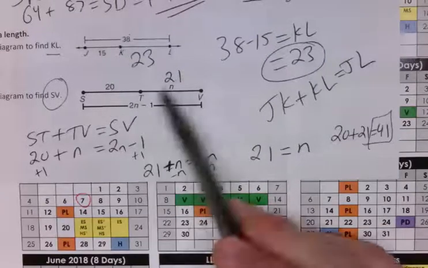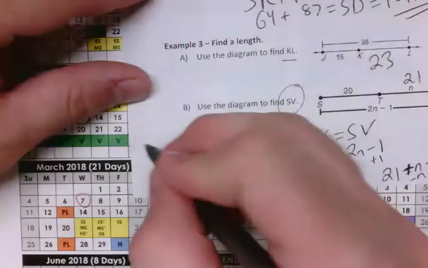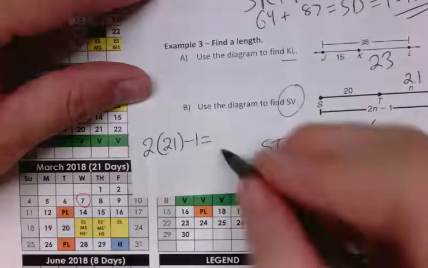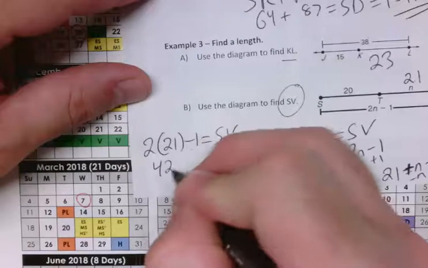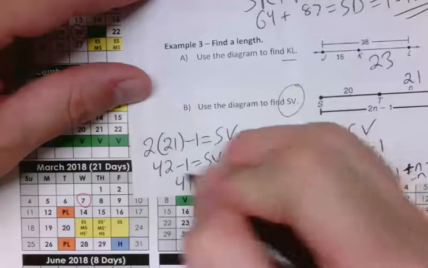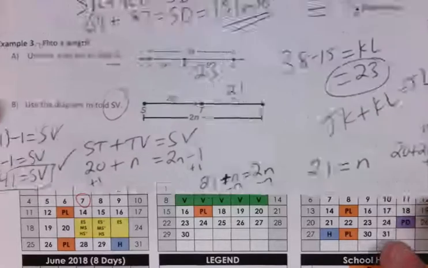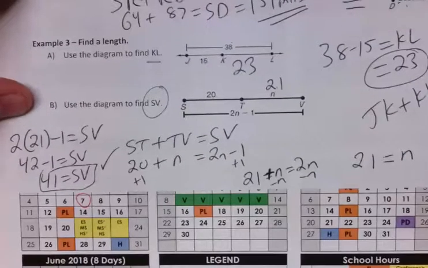And no matter which way we do it, we should get the same thing. So let's do that over here. 2n, which is 21, minus 1. That should also equal SV. Either way, it should work. So this is 42 minus 1. And 42 minus 1, of course, is 41. And we got the same thing both ways. 41 over there, 41 over here. We know we did it right. And that is an algebraic example of the segment addition postulate.